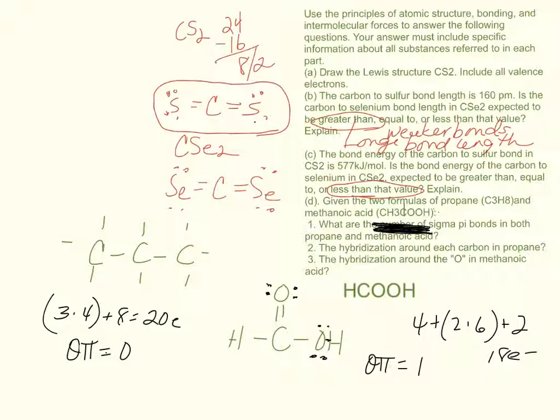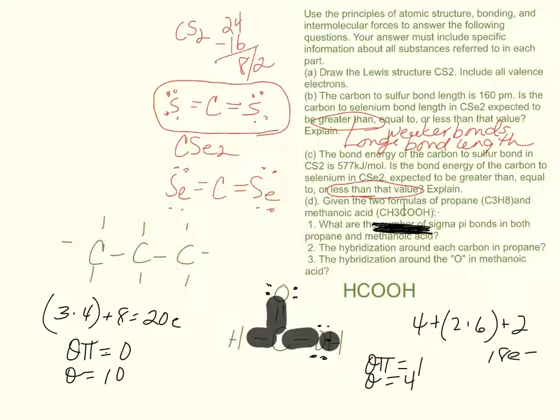And then let's just look at the number of sigma bonds. So over here we have 1, 2, 3, 4, 5, 6, 7, 8, 9, 10. We have 10 sigma bonds. And then over here, we have 1, 2, 3, 4 sigma bonds. Because remember, there is one in the double bond. So we have one here, and then one there. I just made a mess of that, but you can see them.